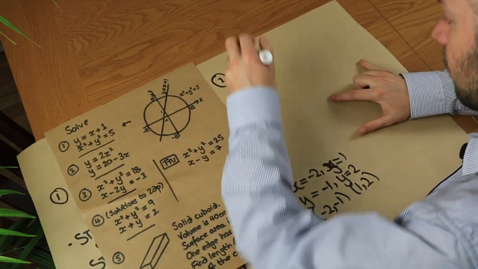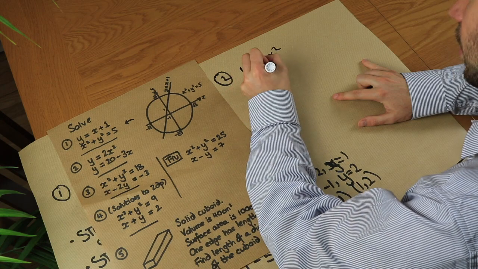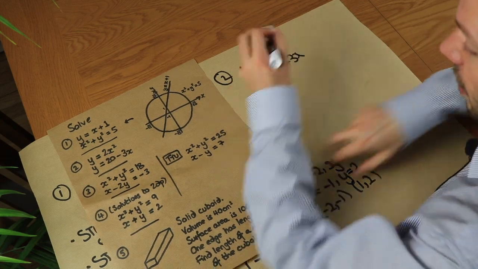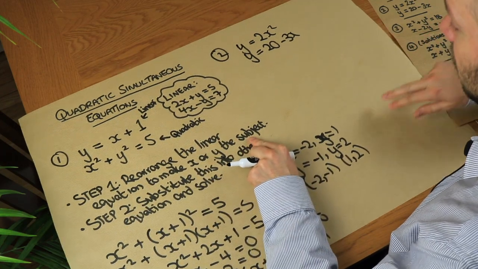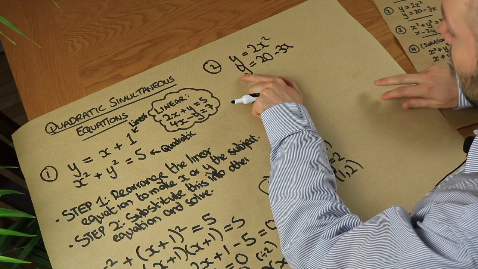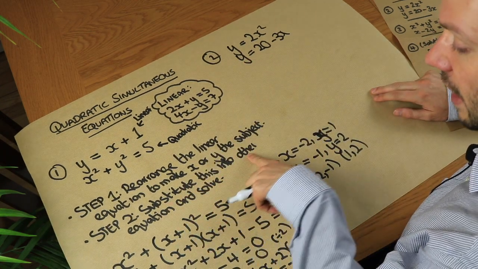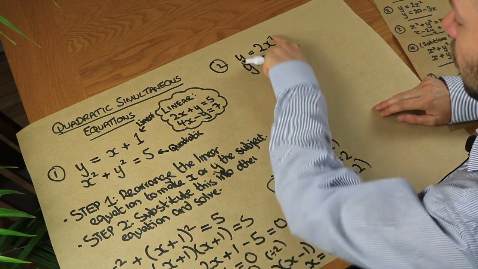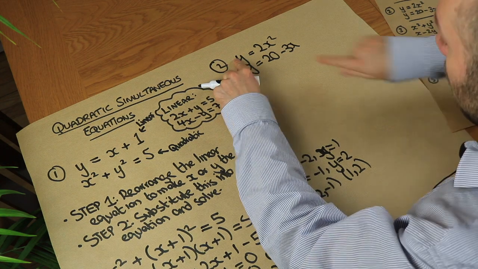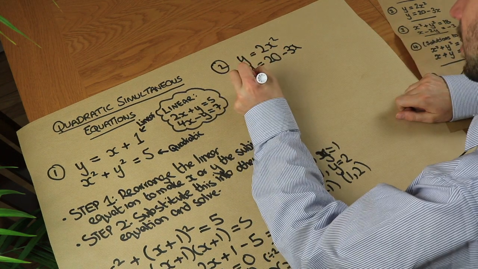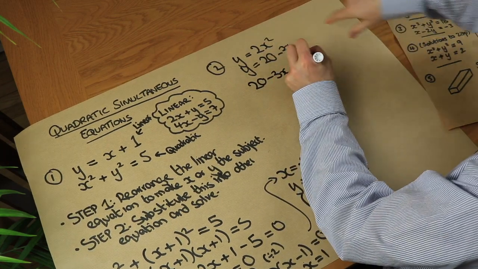Right, question 2. We've got y is equal to 2x squared and y is equal to 20 minus 3x. So if we look at our steps again, step 1, rearrange a linear equation to make x or y the subject. Well, this is a linear equation. Is x or y the subject? Well, yes it is. Y is already the subject. And then we can substitute this into the other equation and solve. So we look at the other equation, and it means we can replace the y, substitute the y, with 20 minus 3x. So we can write 20 minus 3x, we replace that y, is equal to 2x squared.